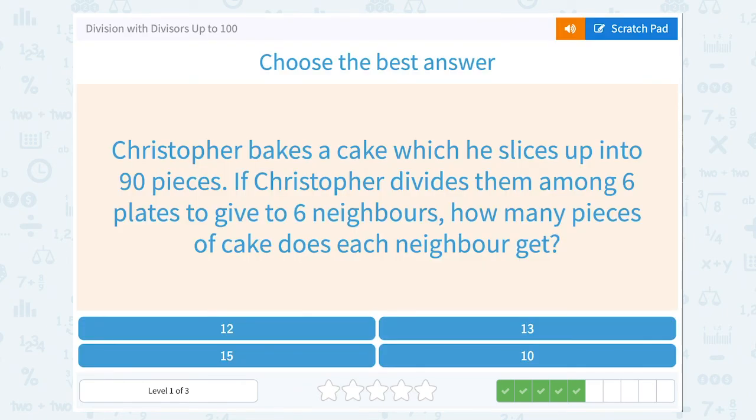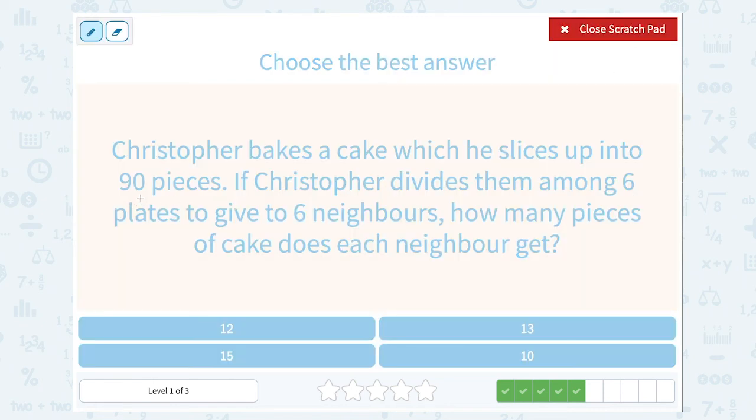Christopher bakes a cake, which he slices up into 90 pieces. If Christopher divides them among 6 plates to give to 6 neighbors, how many pieces of cake does each neighbor get? Okay, so this problem, if it's 90 pieces, and that's divided evenly by 6 people, we would think 90 divided by 6.